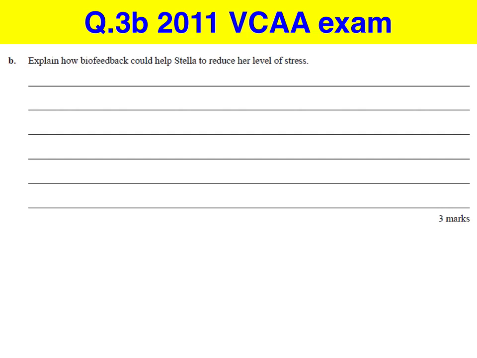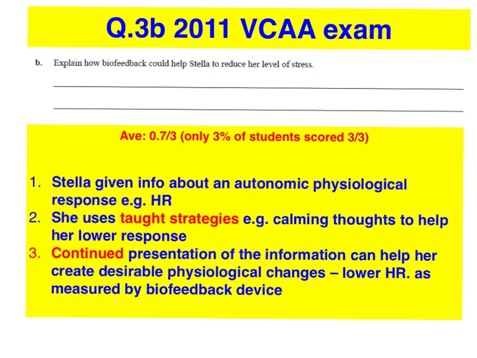Now this looks like a pretty simple question because it's not very wordy, but students lacked detail in explaining how you could actually use biofeedback to help reduce your stress. So you got 1 mark if you talked about being given information, so feedback, about an autonomic physiological response. So that's a biological component. An example would be good here, and it needs to be an example that you could actually control through relaxation strategies, so heart rate, blood pressure, muscle tension, something like that.